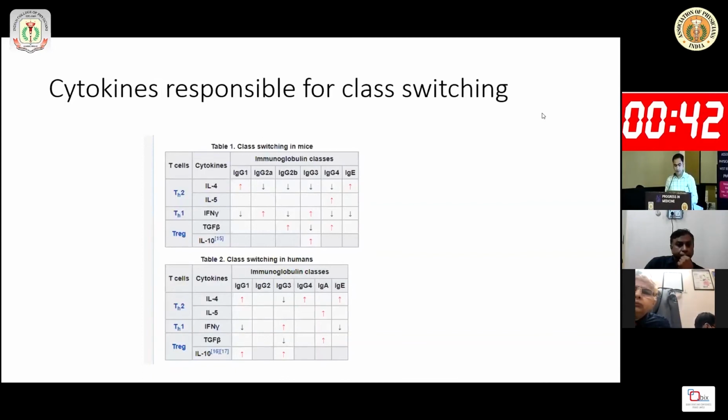Now, there are various cytokines that are responsible for these class switching actions, such as IL-4, IL-5, and TGF-beta. These are the main interleukins that take part in this class switching process. TGF-beta mainly gives rise to the growth of immunoglobulin A, whereas interleukin-4, interleukin-13, and interleukin-1 stimulate the growth of immunoglobulin E type. So that's all about class switching.